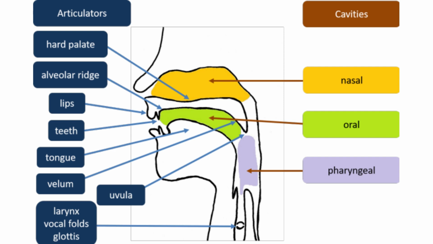So these articulators are involved in the production of speech sounds. On the right side, we have the different cavities. We have the nasal cavity, the oral cavity, and the pharyngeal cavity. Articulators move in different ways to change the size and the shape of the open part of the vocal tract, and at the same time to produce all the sounds of English or any other language.